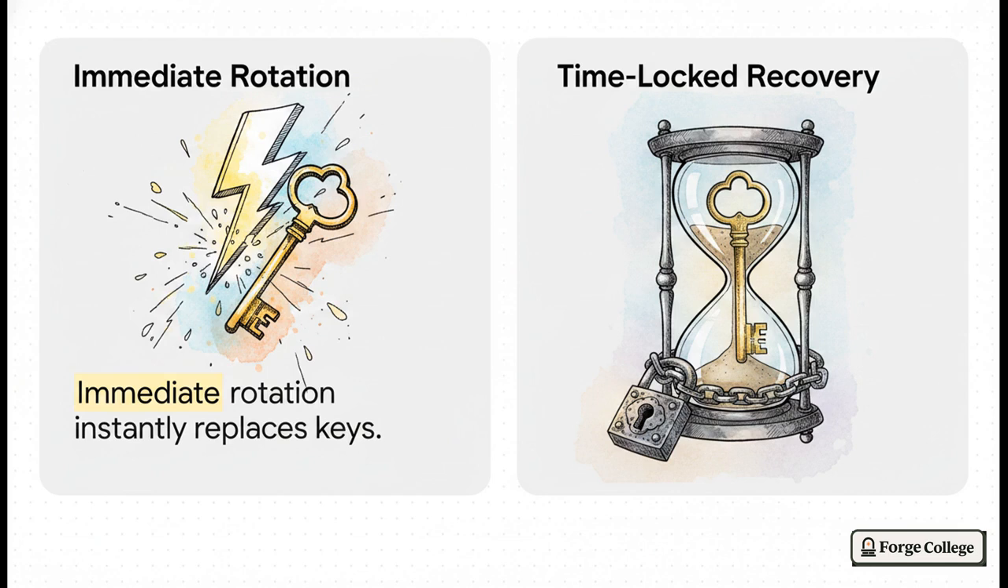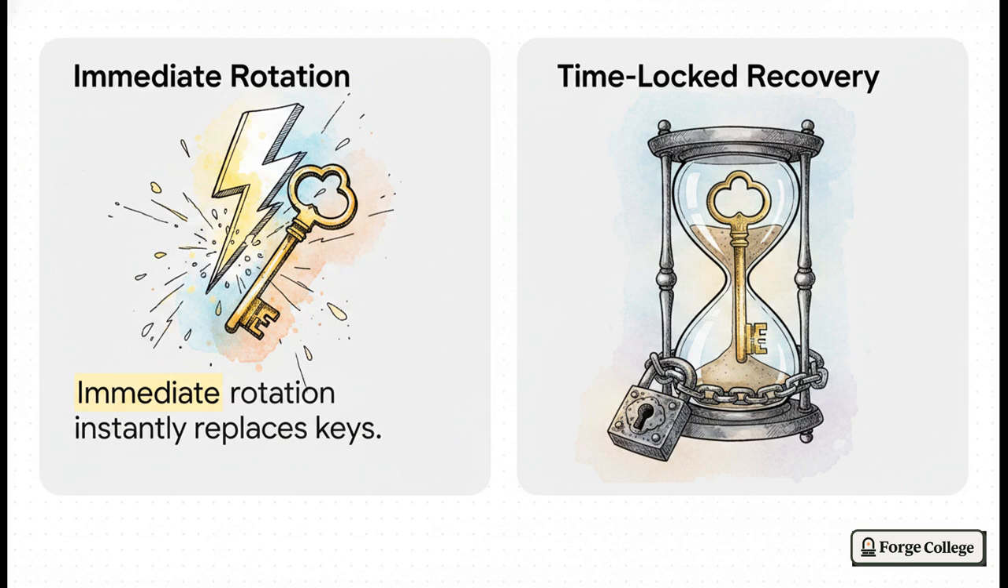You generally have 2 models to choose from here, and the trade-off is pretty fascinating. First, there's immediate guardian rotation. In this setup, if a key is lost, the designated guardians instantly vote. The moment they reach their own threshold, the lost owner's address is swapped for a new one. The convenience here is amazing. You're back in action immediately. But the risk? Well, if your guardians collude, they can instantly hijack the entire wallet.